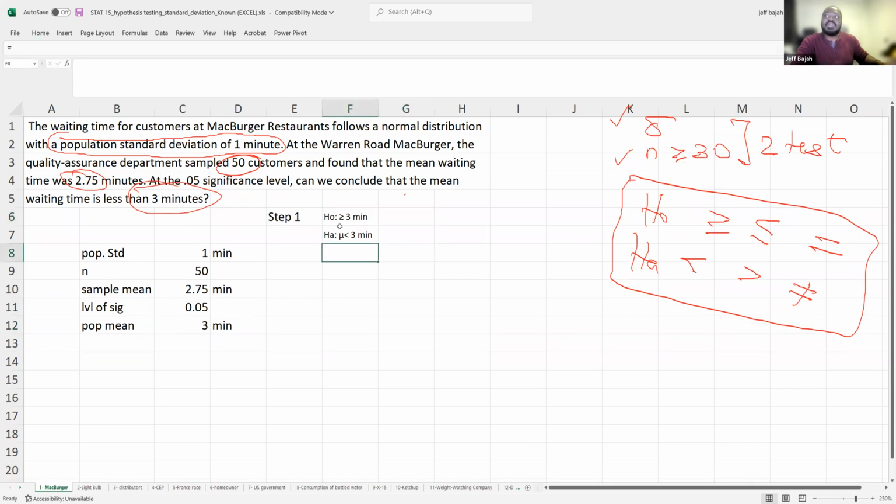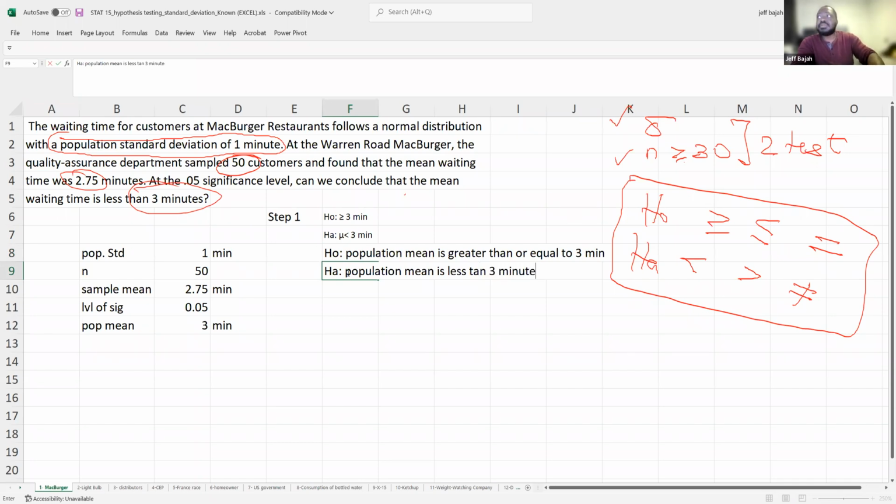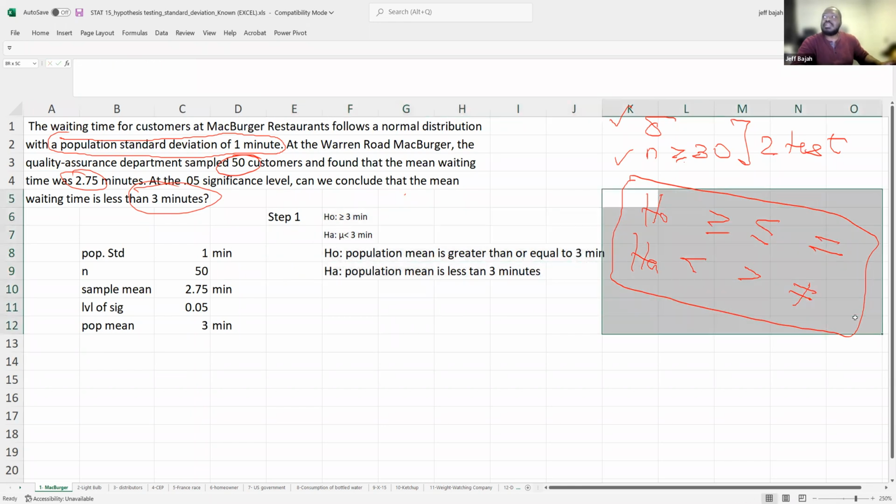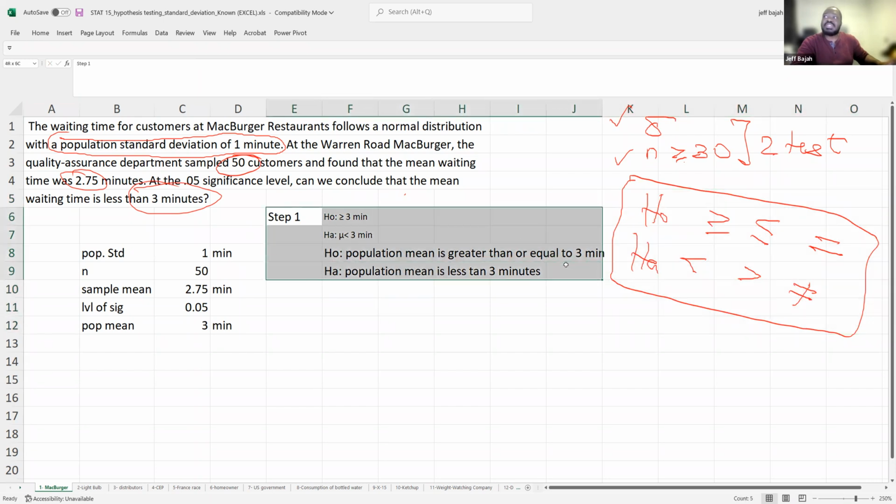Now, in the exam, if this is a difficult thing, you can just do the same thing. You can just say population mean is greater than or equal to 3 minutes, right? And then H sub A, you say population mean is less than 3 minutes. We're good. So I hope this makes sense, right? Once you have this table, this kind of makes everything easy. So that's step one. We've set our stage to move forward, right? We've done step one. All right.